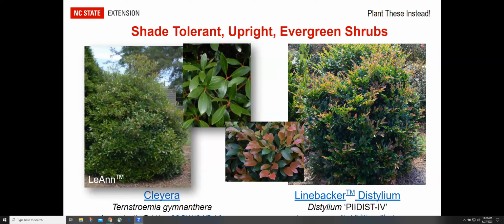But I'm wondering if they're going to do better in those shadier locations where you've got soils a little more moisture retentive. This one variety, particularly Linebacker, is a more upright one, where some of the others are low spreading types of shrubs. This one goes more upright, a very similar shape to Cleyera. And the new growth can take on these nice pinkish and reddish tints.